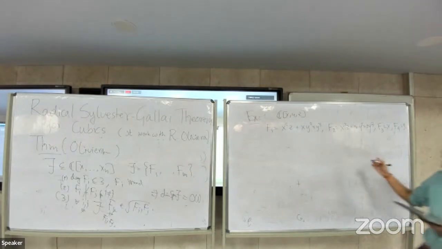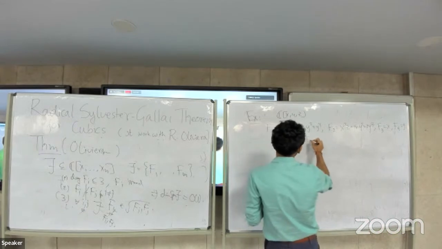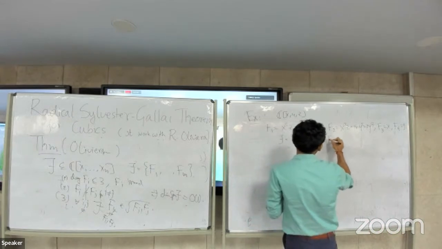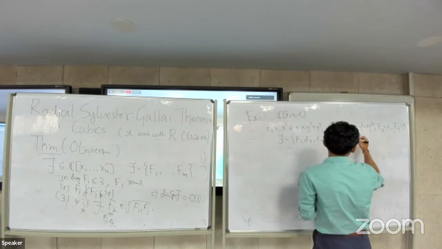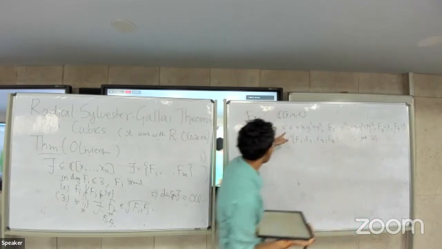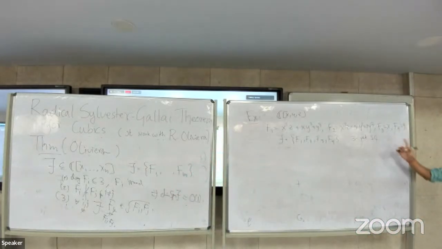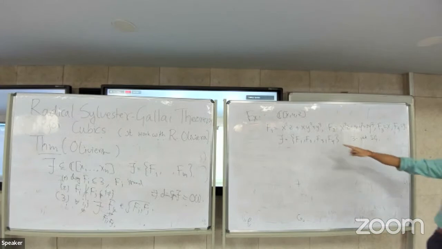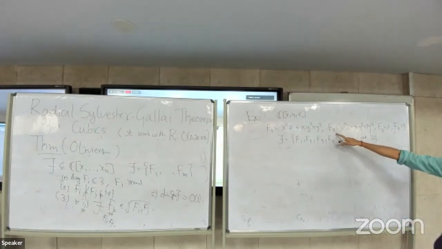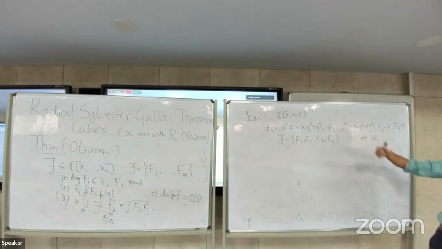Then if you take F, which is F1, F2, F3, F4, this is a 3-radical Sylvester-Gallai configuration. All the polynomials are homogeneous of degree at most 3, and you can check that they satisfy this condition. For example, if you take F1 and F2, their difference is Y cubed, so Y is in the radical. X and Y, everything is in the radical of X, Y.